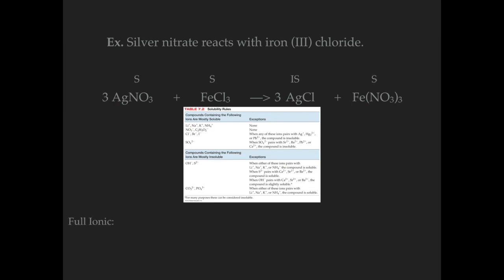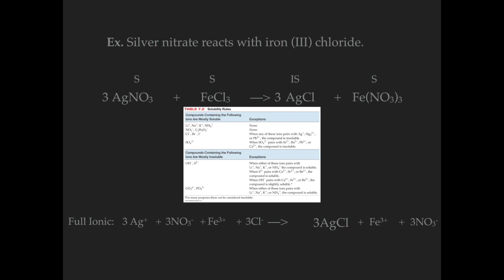So let's write my full ionic. Silver nitrate is soluble, so I've got 3 silver ions and 3 nitrate ions. And iron chloride is soluble as well, so 1 iron ion and 3 chloride ions to produce, well, AgCl is insoluble, so I'm going to leave it alone. It's going to be just 3 AgCl. And my iron nitrate is going to break apart, so I have iron ions and nitrate ions.